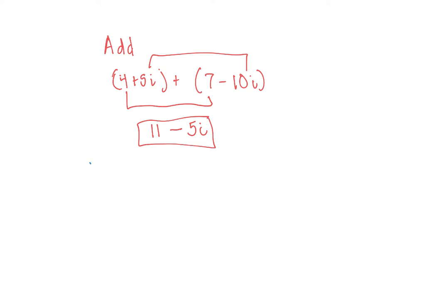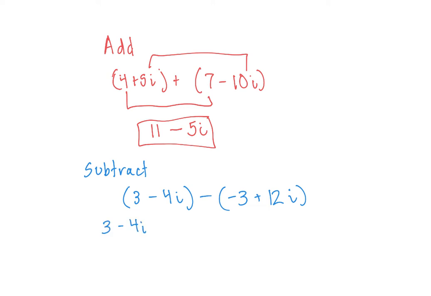Now we can also subtract the complex numbers. So we have 3 minus 4i minus -3 plus 12i. You will want to distribute the negative through, so that's a plus 3 minus 12i. So we end up with 6 minus 16i.